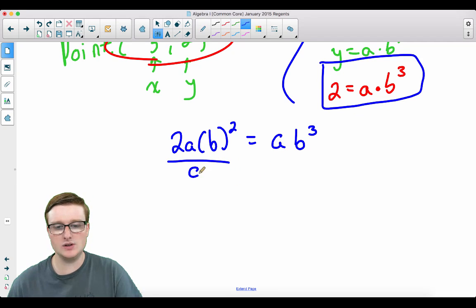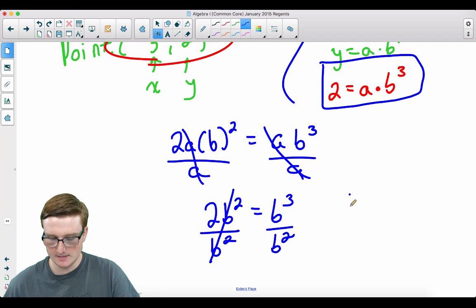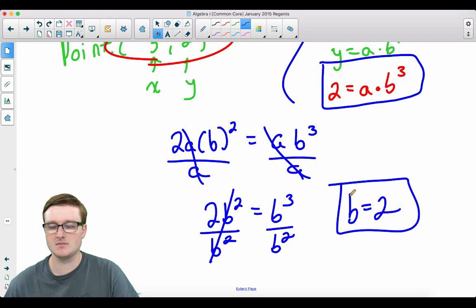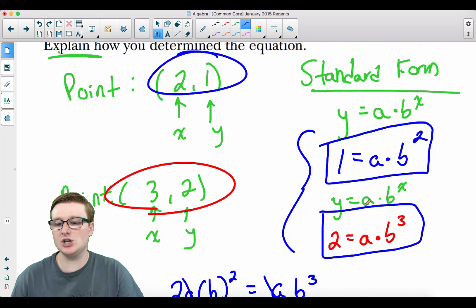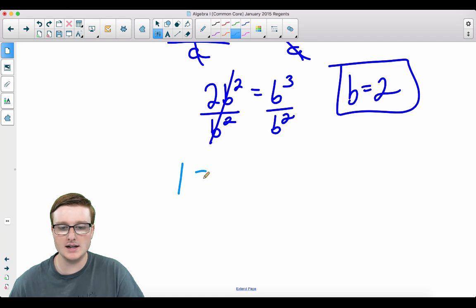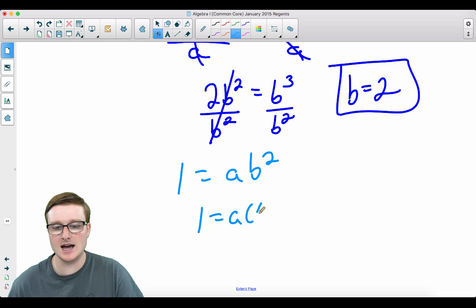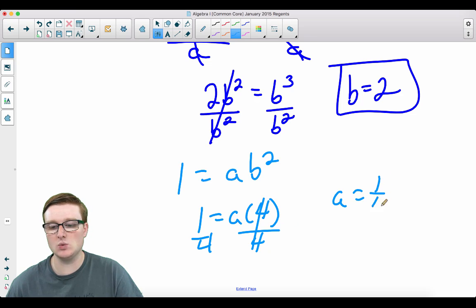So I'm then going to divide by the letter a. Watch this. The a's cancel. Fantastic. So we get 2b squared is equal to b to the third. I'm going to then divide by b squared on both sides. You get b is equal to the number 2. Now, if we take b equals 2 and take 1 equals ab squared, you get 1 is equal to a times 4. Divide by 4 on both sides, you get a is equal to 1/4.